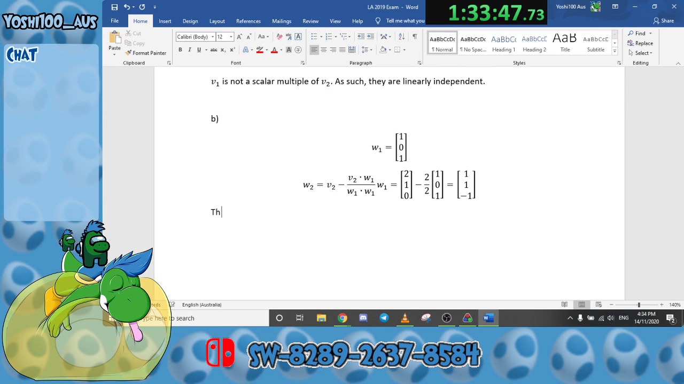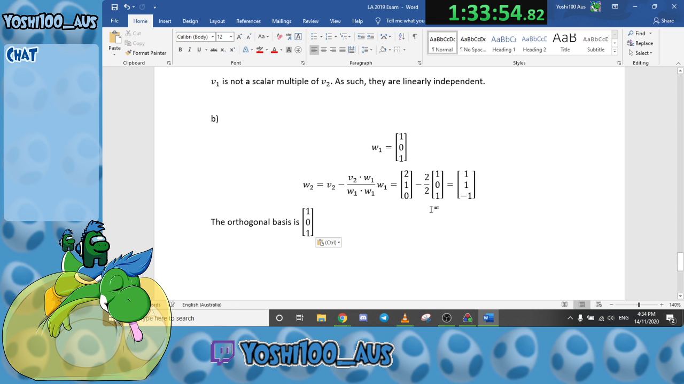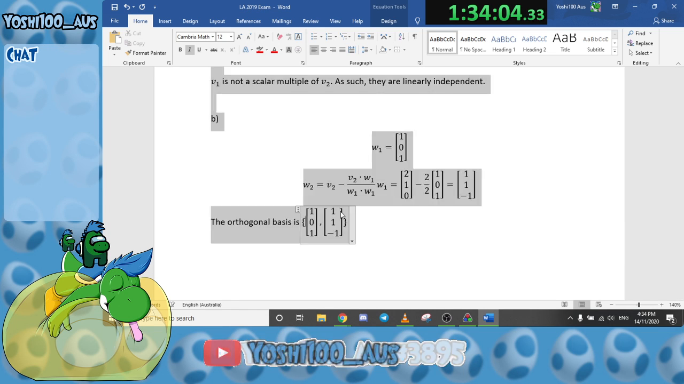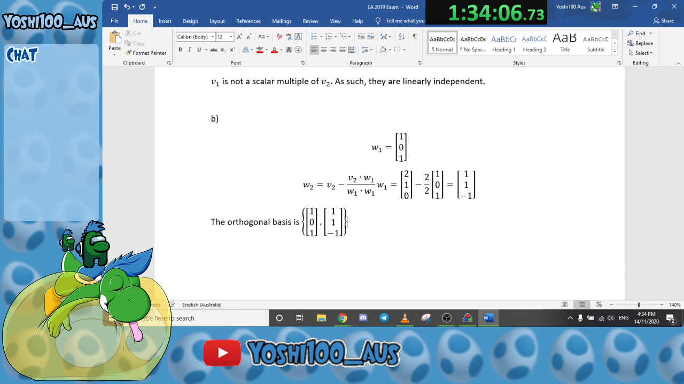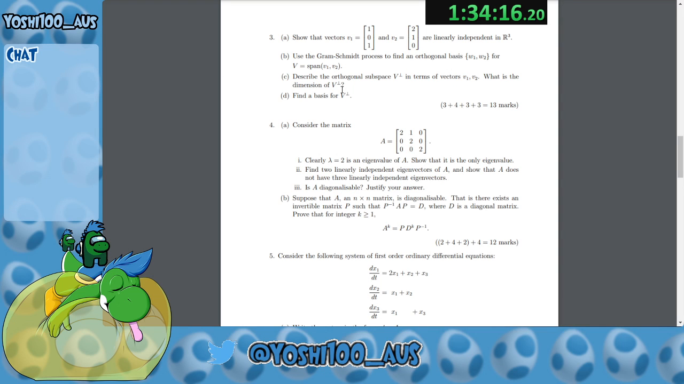Okay, so that is... Yes, the orthogonal basis is 1, 0, 1, and then you have 1, 1, minus 1. And then that's curly bracket. Boom. That looks right to me. Describe the orthogonal subspace in terms of vectors V1 and V2. What is the dimension of V?